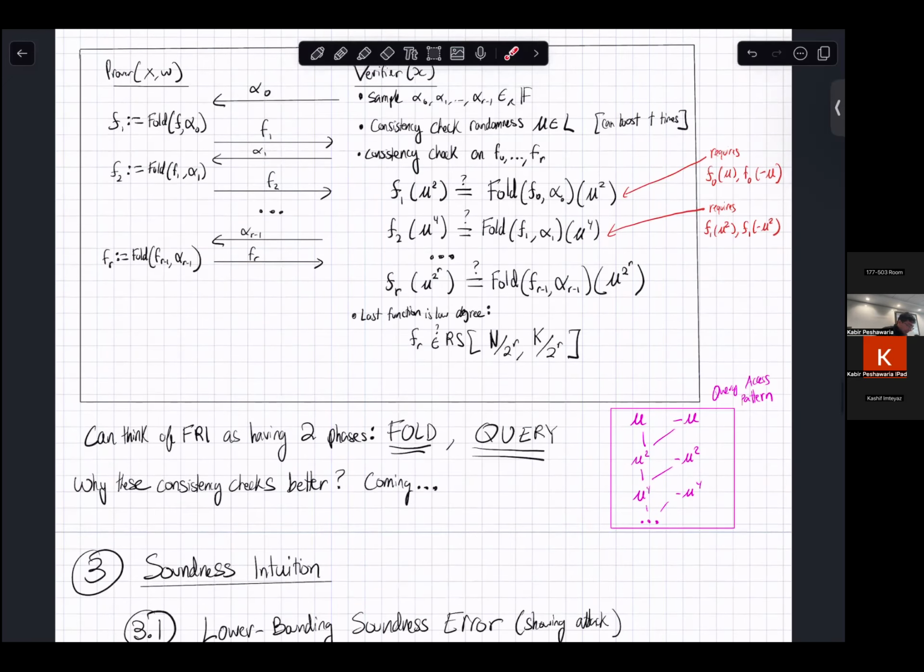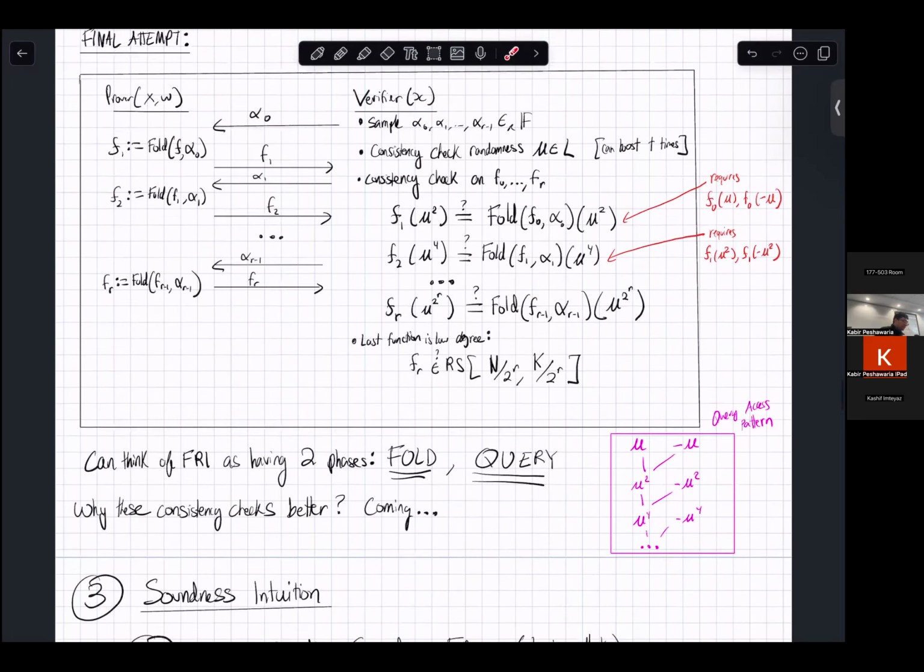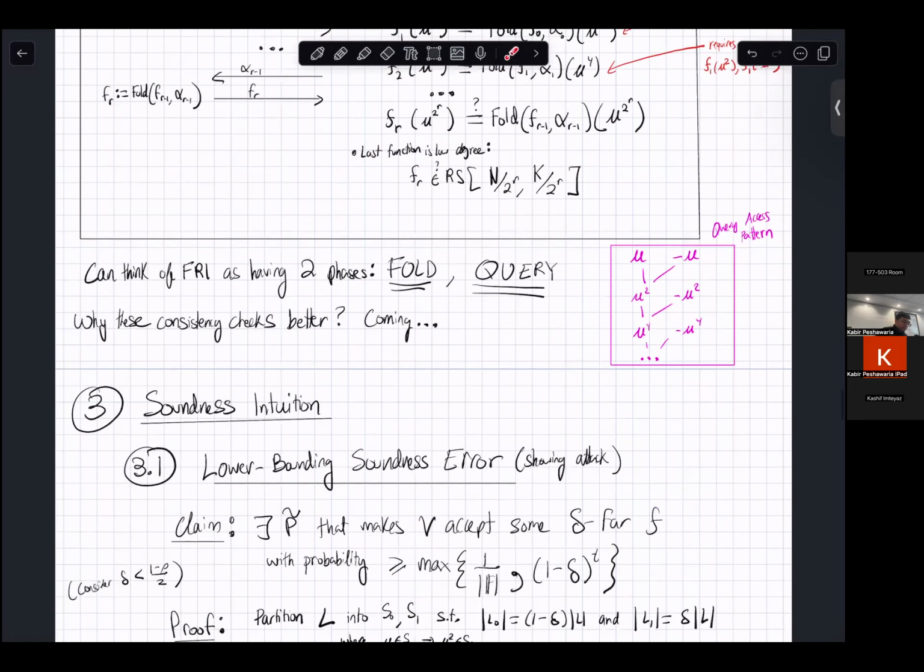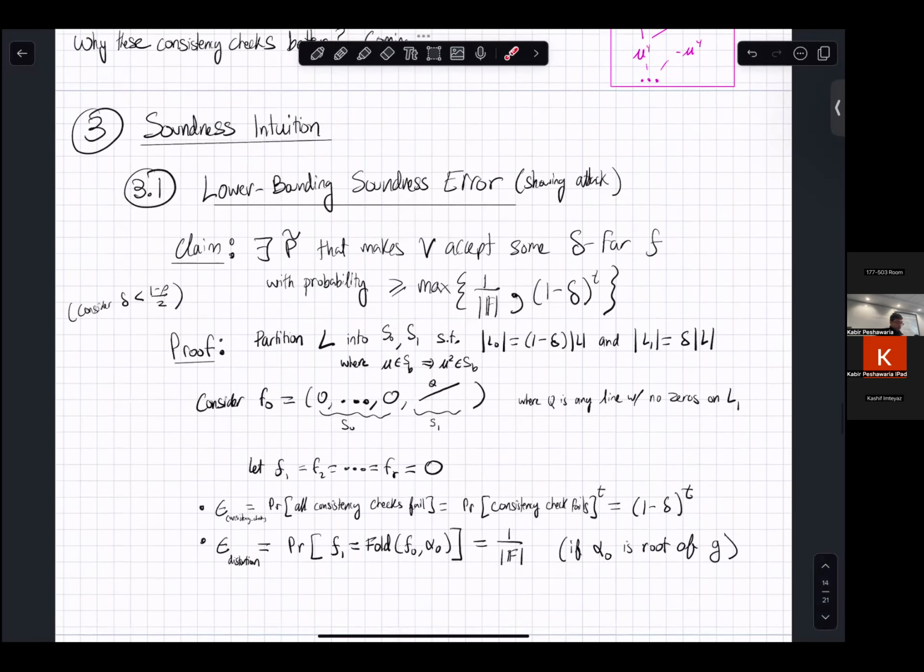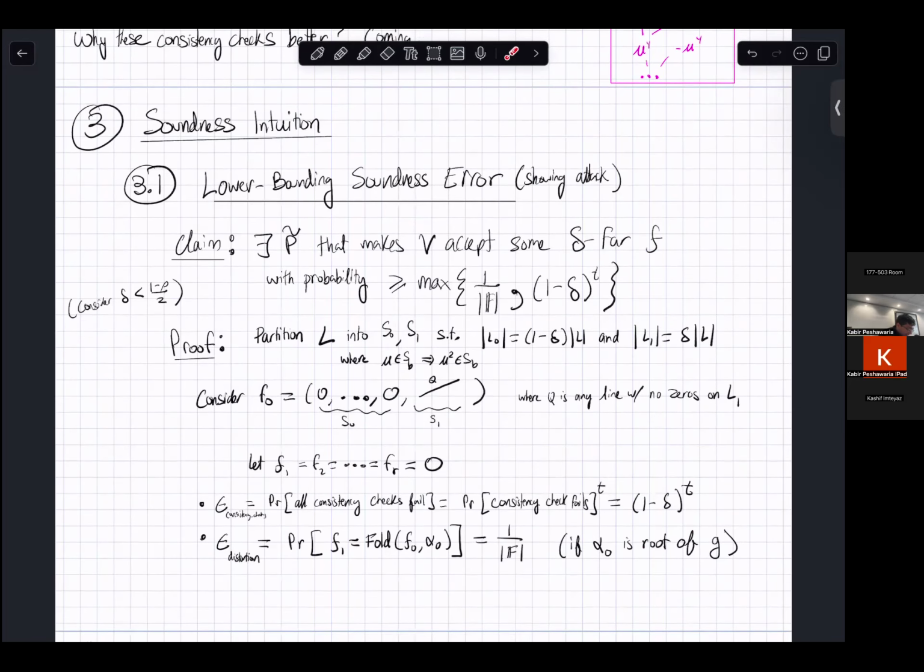All right, so that's our FRI protocol. Now we're going to talk about some of the intuition behind soundness. So first, we're going to lower bound the soundness error. I'll start by letting the cat out of the bag about something: we don't have tight soundness error known for this FRI protocol. We don't actually know what the best soundness error is.